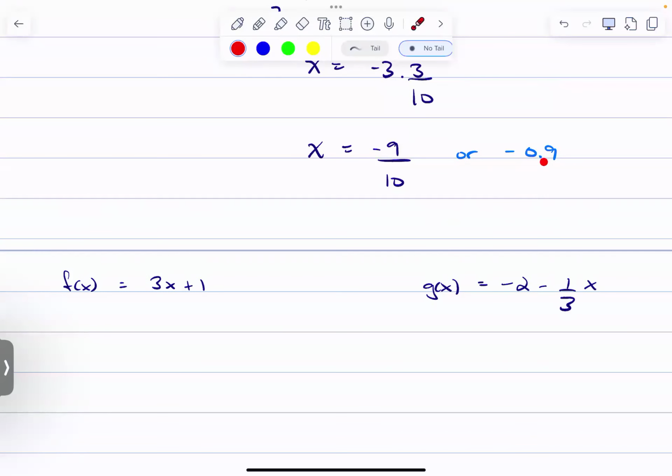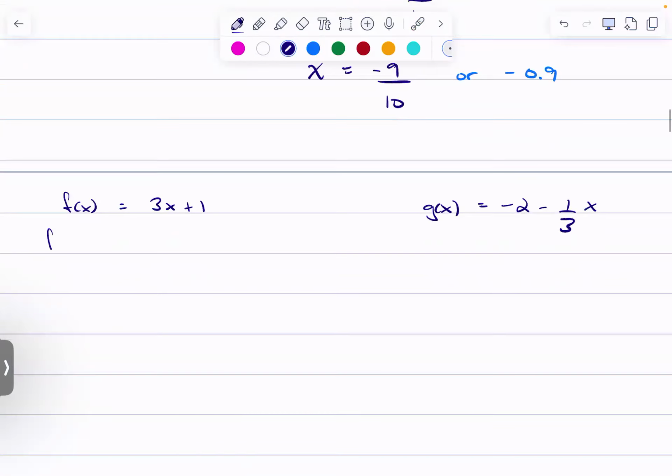And if you get a nice decimal, you're welcome to just use the decimal. Might be a little bit cleaner to look at. And so f at negative 0.9 is 3 times negative 0.9 plus 1. Negative 0.9 times 3 plus 1. I get negative 1.7 is f at negative 0.9. So what I'm hoping is that I find negative 1.7 on the g of x as well, right? Otherwise it won't be the intersection.